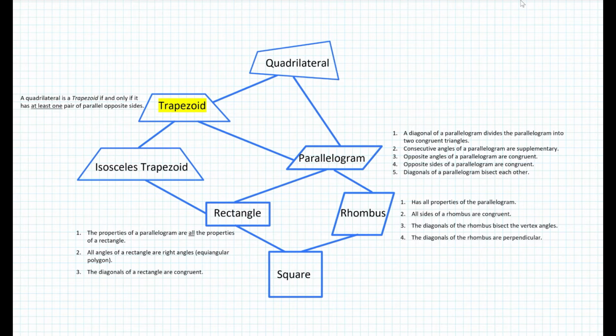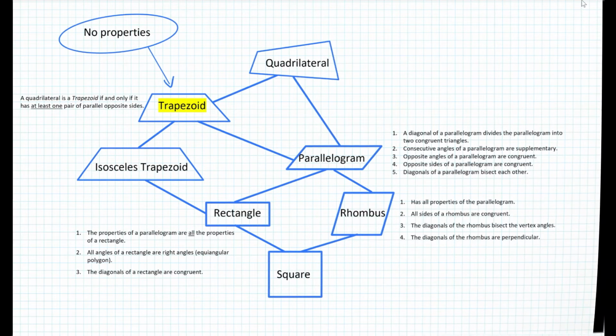So if we look at the regular trapezoid here, from the definition, we can see that there are really no properties for the trapezoid itself, okay? Now that we know that trapezoids have no properties, we have another subcategory here, which are isosceles trapezoids. So let's define that one and see what the properties are.